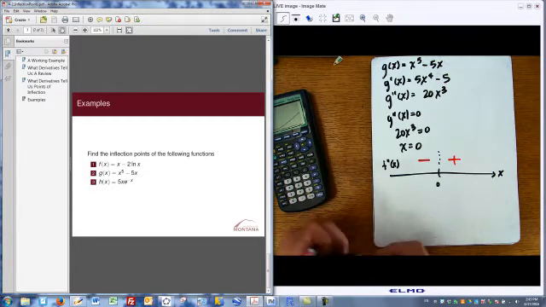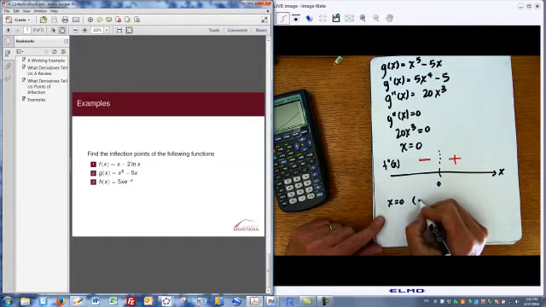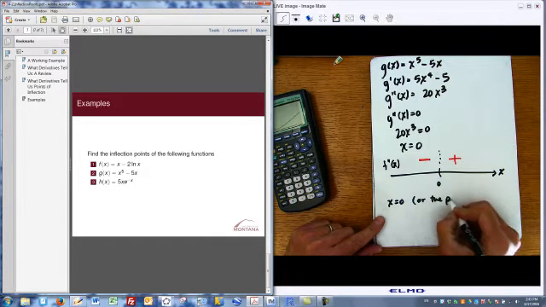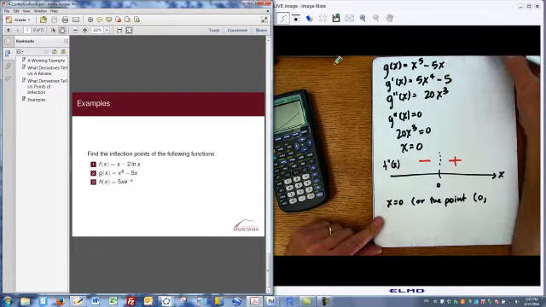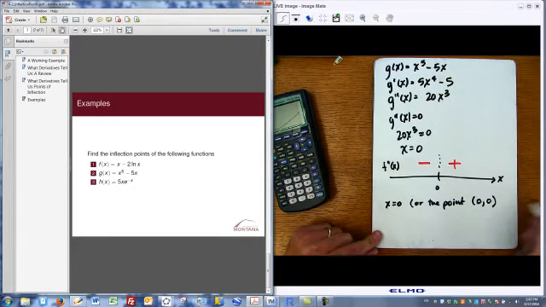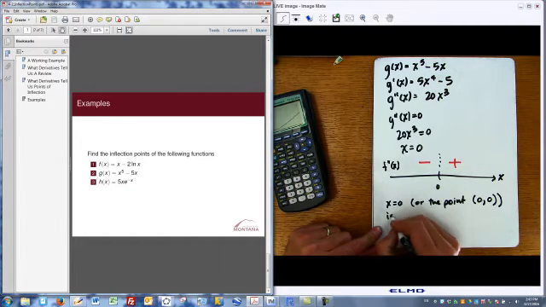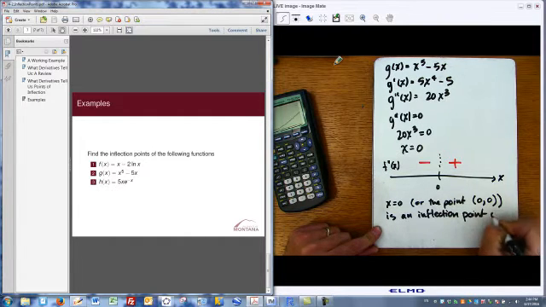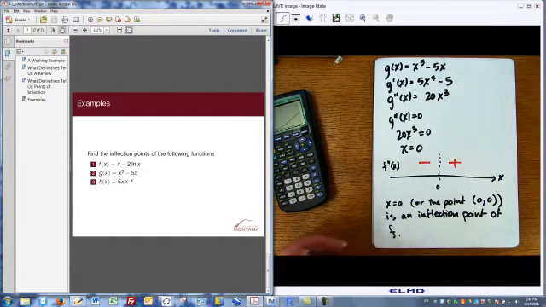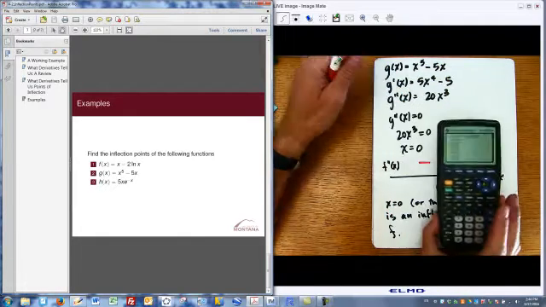So let's see, how do we write that? You can either write x equals 0, or the point, in this case, 0, 0. If I put 0 into the function itself, I get 0 out. So it must go through the origin. So either x equals 0 or the point 0, 0 is an inflection point of g. Okay, so let's take a look at that one on our graphing calculator.